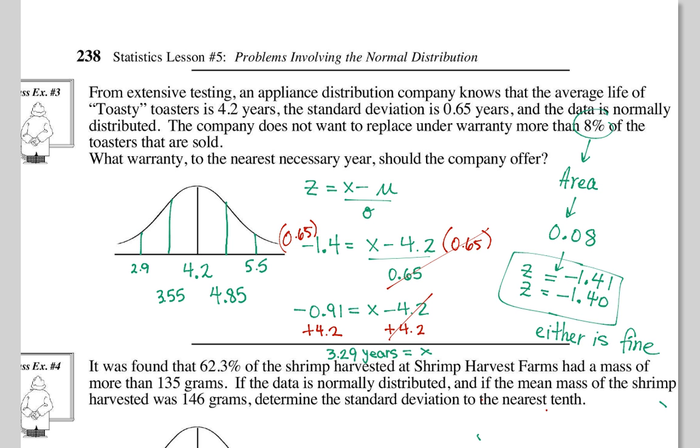So they should pretty much offer like a 3-year warranty. That's what they're saying. This company should offer a 3-year warranty. Or maybe even like, if they wanted to be really careful, they'd go for a 4-year warranty. Like save money, right?